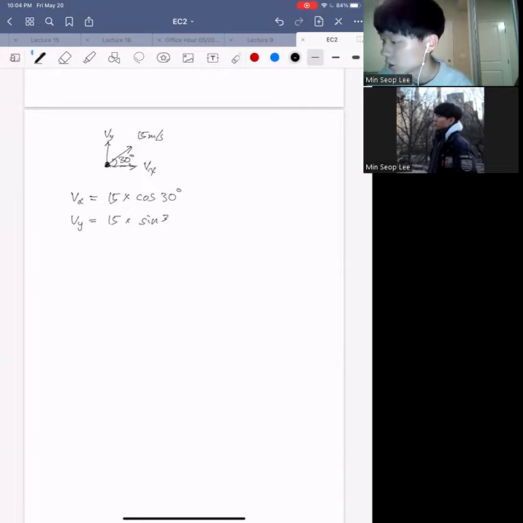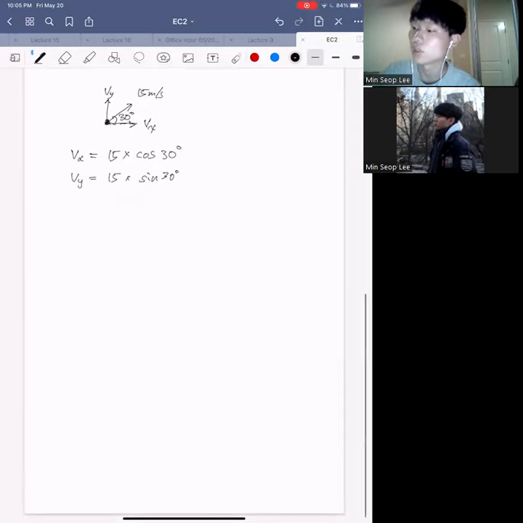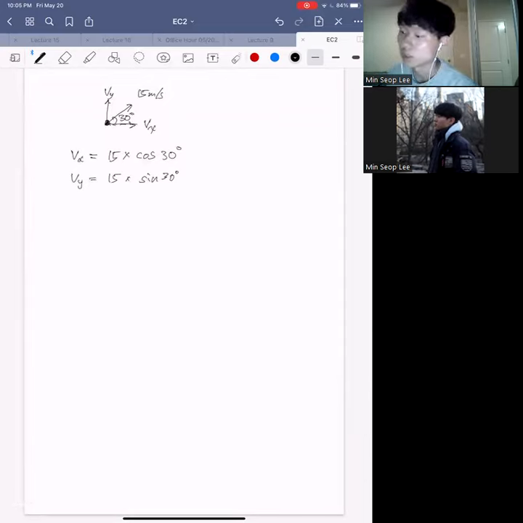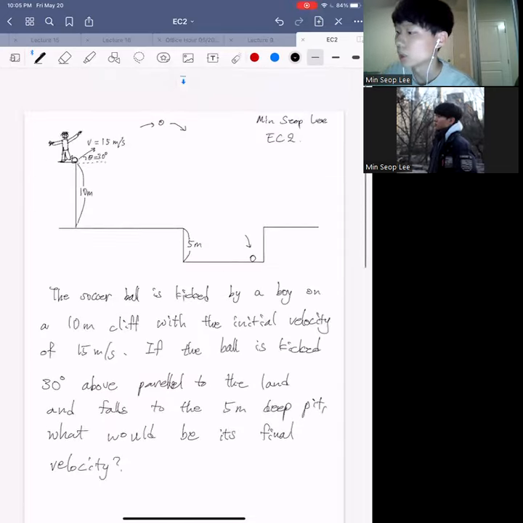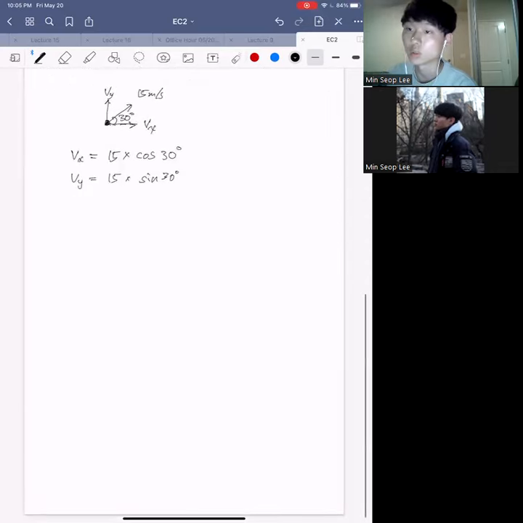Bad handwriting. Okay, and we can note that Vx doesn't change its speed or velocity because there's no acceleration applied. In other words, there's no force applied in this question. So Vx, the final velocity in the x direction, would be the same as the initial. We're interested in v of y because there's an acceleration due to gravity.